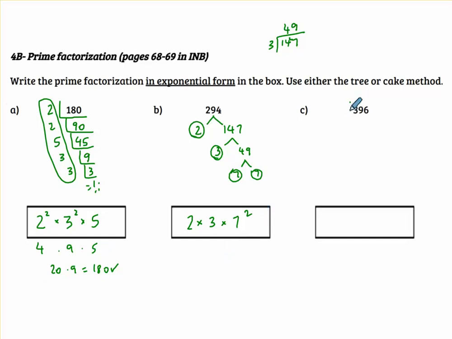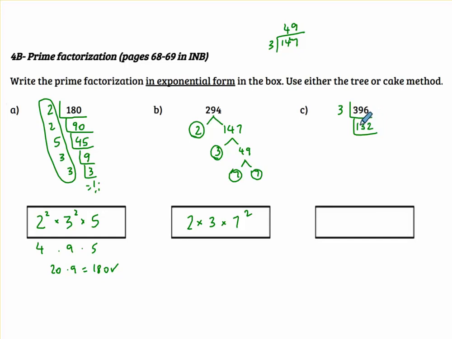Back to cake, we're going to divide this. And let's see, I know that 3 goes into this because the digits give me a sum of 15, and it's easy to divide by 3 because 3 goes into 3 once, 3 goes into 9 3 times, and 3 goes into 6 twice. So it's 3 and 132.